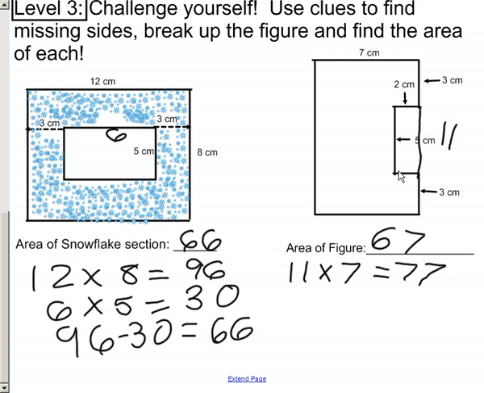Now I need to cut out this little part, so I need to find the area of this to subtract. Well, I know it has a height of 5. Oh, and I see it has a width of 2. So I'm going to do base times height, 5 times 2, which gives me 10. And now I can subtract the smaller rectangle from my big rectangle. So 77 minus 10 is going to give me 67, which is the same answer we got before. So now I think we're right.